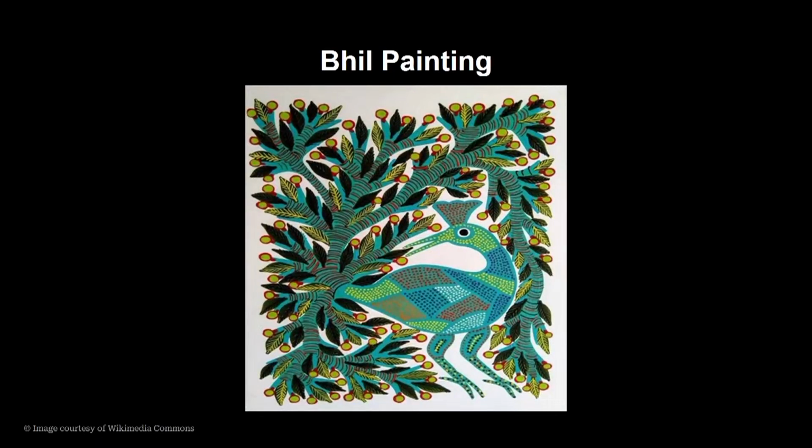Next comes Kavad art, another form of narrative painting specifically from Rajasthan, usually found on wooden boxes. As we have seen, Bengal Patachitra, traditional narrative scrolls from Bengal, depict stories from mythology and folklore. And here you see an example of Bhil painting.